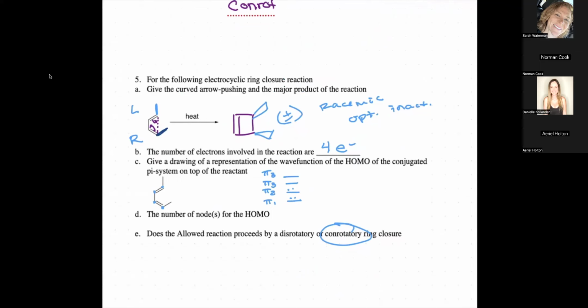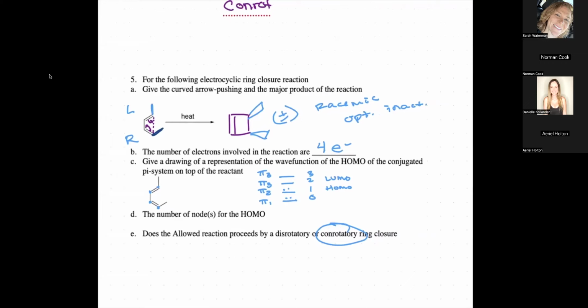And so where's the HOMO? Where's the LUMO? The HOMO is pi 2, and then the LUMO is pi 3. Exactly. Because HOMO is the highest occupied and LUMO is the lowest unoccupied molecular orbital. So how many nodes does the HOMO have? 1 node. Yep, exactly.